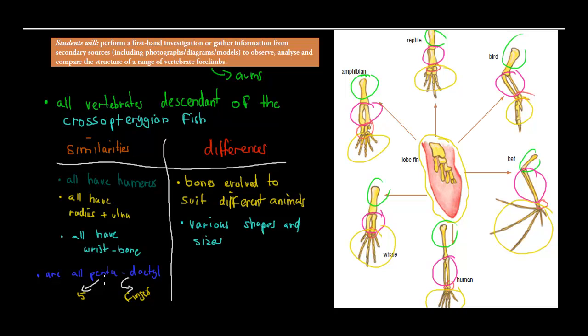So these are the similarities, they all have these bone structures. The differences were that bones evolved to suit different animals. So for example, the bones here of the bat, even though they have that same basic structure, look quite different to the bones of the human. Even though they have those basic structures, they have different functions. So they come in various shapes and sizes, not just one shape and size, and they look quite different. But overall, they have quite a few similarities as well.